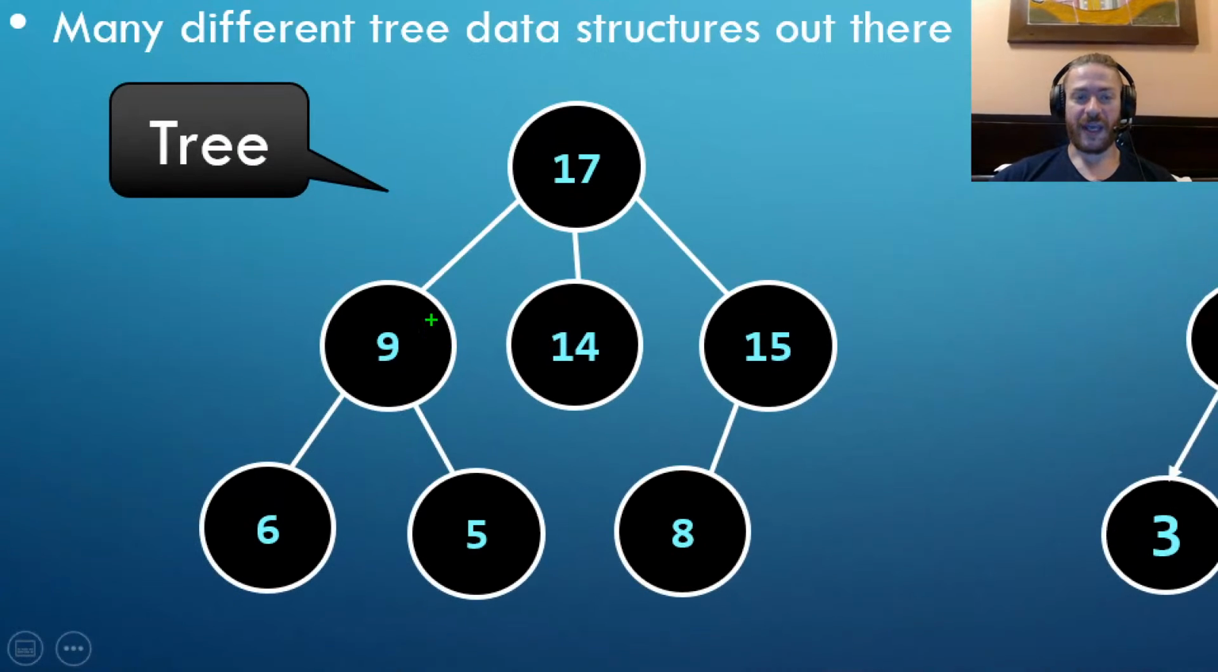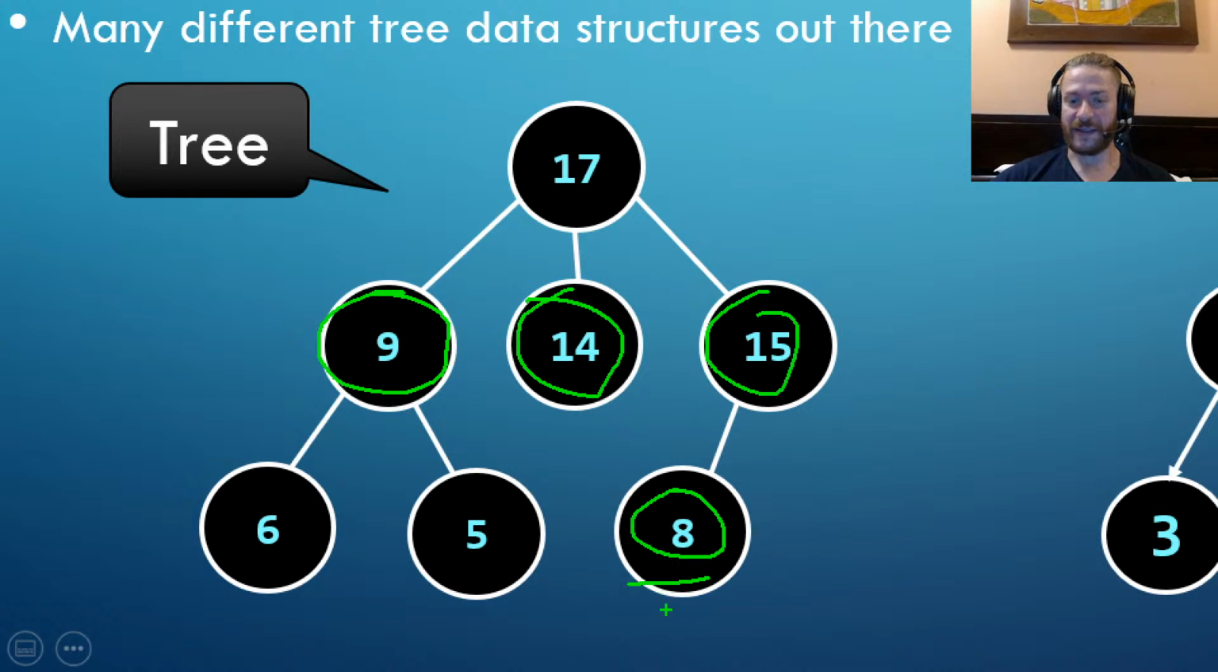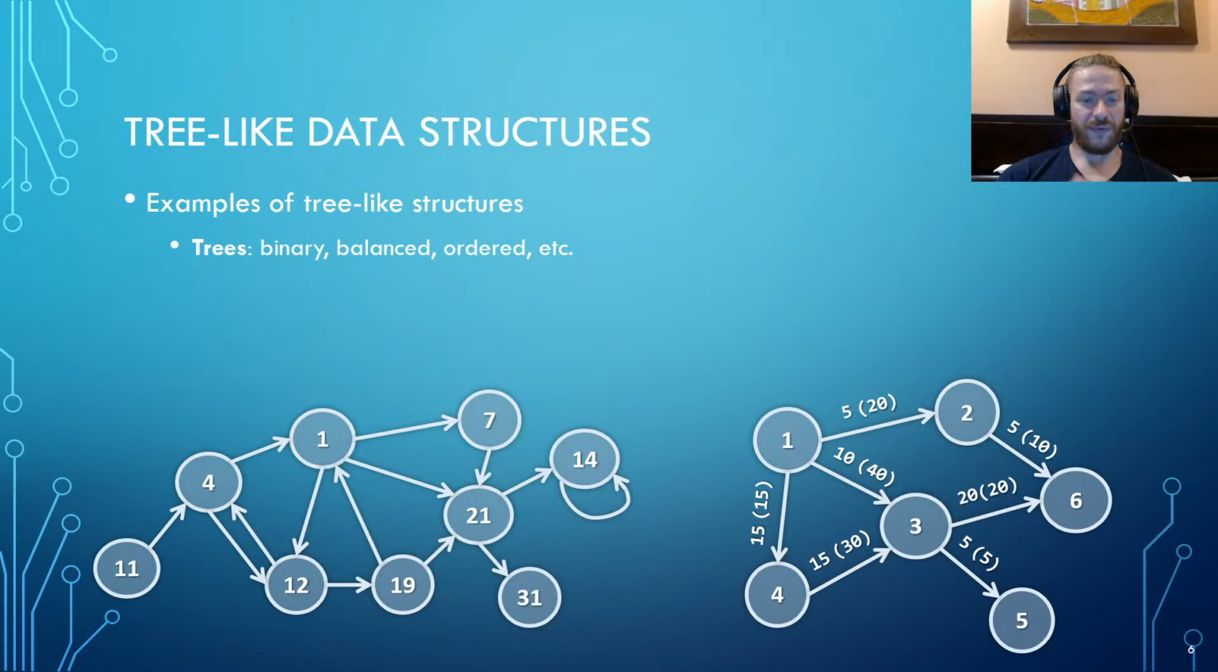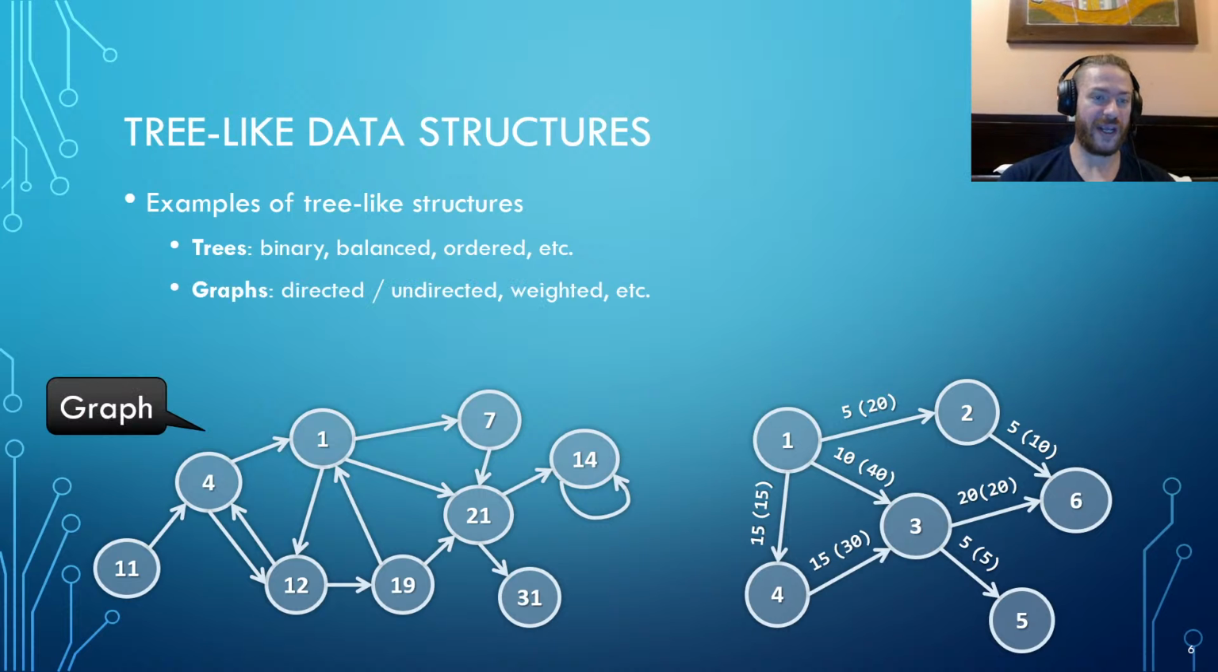And each node has multiple children. It may not have any children. For example, the 8 here doesn't have any children below it, but it may have 3, 4, 5, 10 and more. So the first data structure is a tree, where each node has at most one parent. That's the important difference between a tree and a graph.